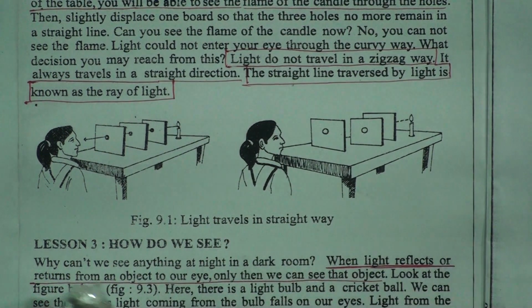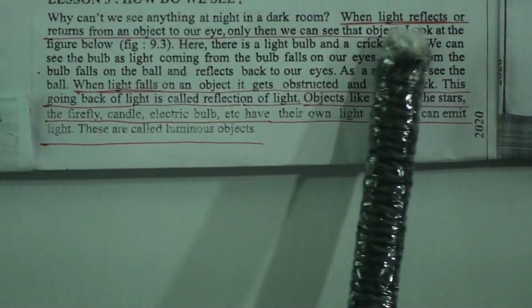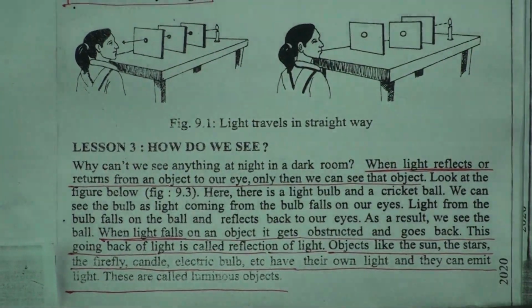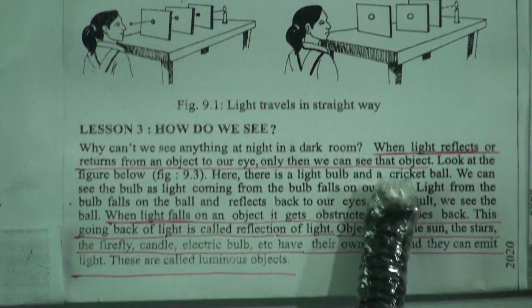When light reflects or returns from an object to our eye, only then can we see the object. Look at Figure 9.3. Here there is a light bulb and a cricket ball.